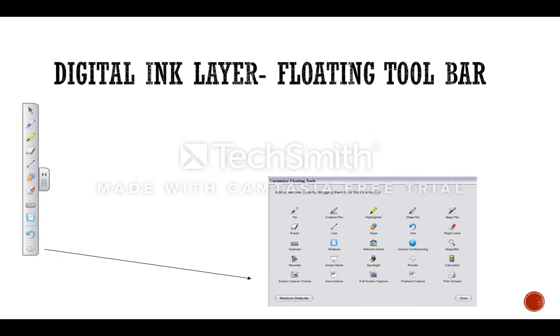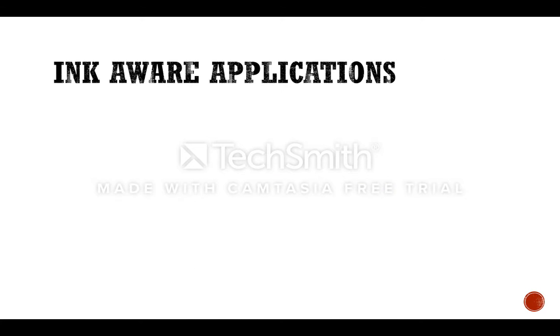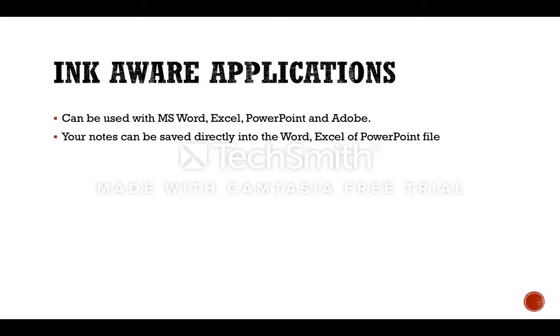The digital ink layer or floating toolbar is shown on the side of the screen. When clicking on this, you are given many different options and tools to use, as seen below. Ink-aware applications allow you to use Word, Excel, PowerPoint, and more with your SmartBoard. Notes, when taken in the application, can be saved to your computer.